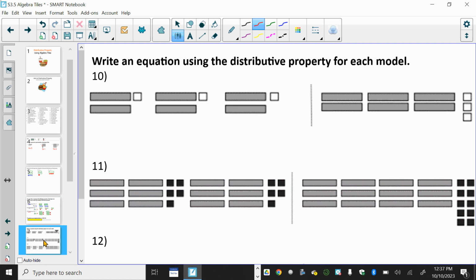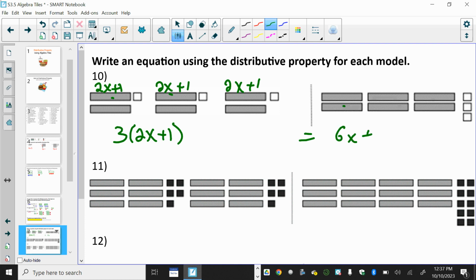Right, now let's write an equation using distributive for each model. So we're going to go backwards from what we just did. Remember, these long gray ones are really the long green ones. So we have 1, 2, 3, 4, 5, 6. We have three groups of 2x plus 1. So we call that three groups of 2x plus 1. That's equal to 1, 2, 3, 4, 5, 6 plus 3.